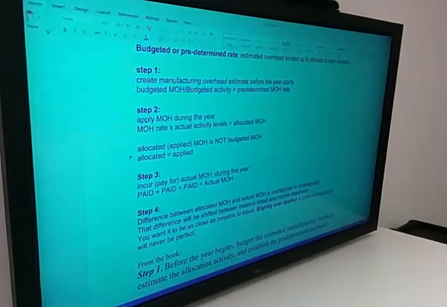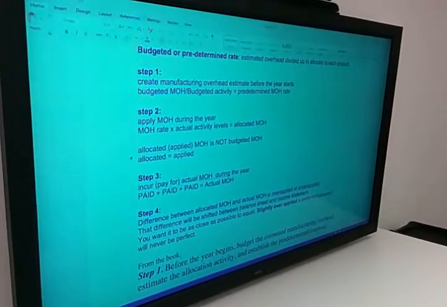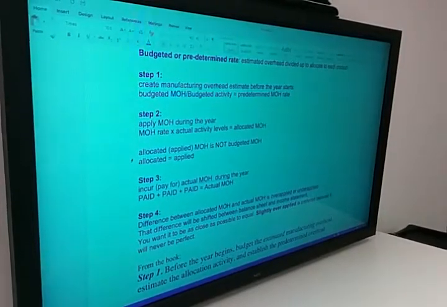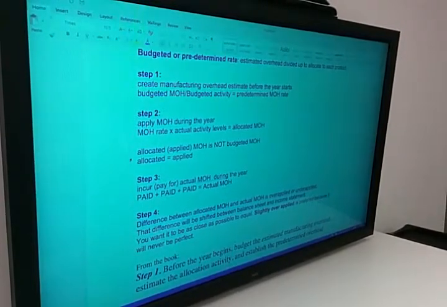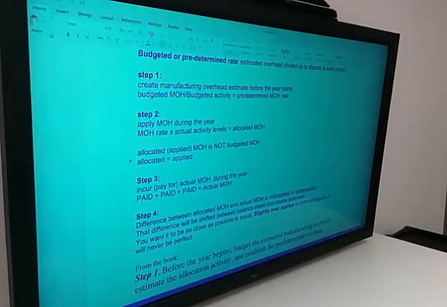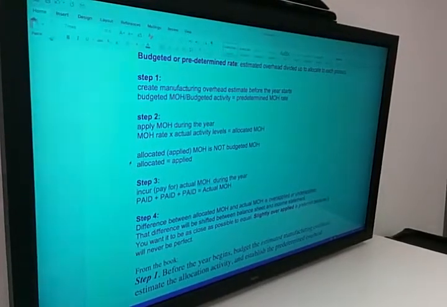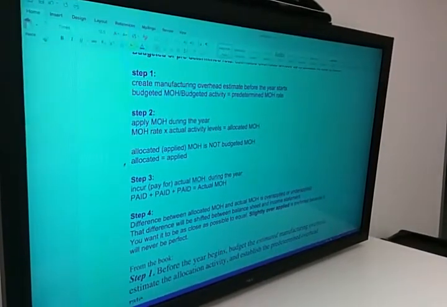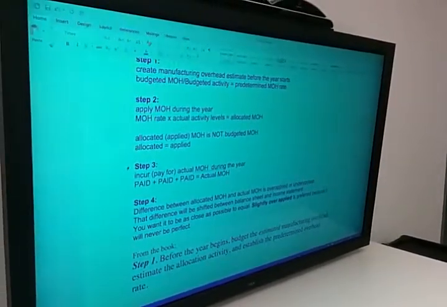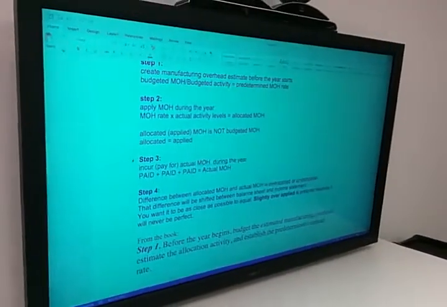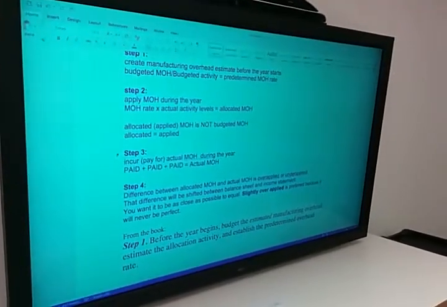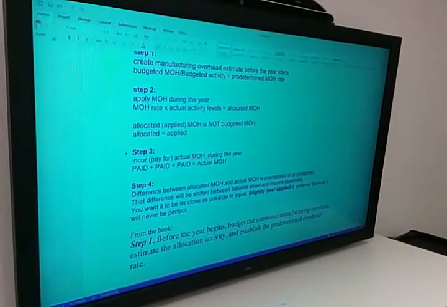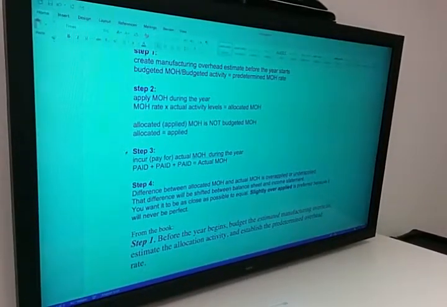Step 1, create a manufacturing overhead estimate before the year starts. Budgeted. So basically the budget you have for your manufacturing overhead divided by the budgeted activity gives you your predetermined overhead rate, the manufacturing overhead rate. Step 2, apply that manufacturing overhead during the year, which is the manufacturing overhead rate times actual activity levels. That becomes your allocated manufacturing overhead.